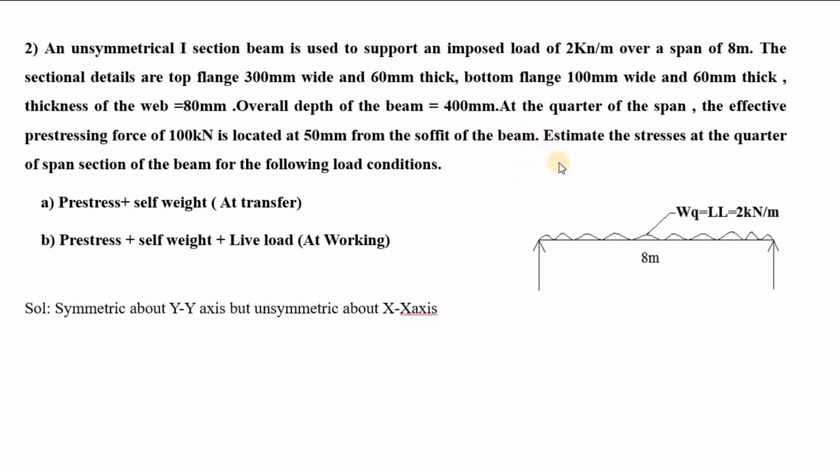soffit of the beam. Estimate the stresses at the quarter of span section of the beam for the following load conditions. Under that, the first case is pre-stress plus self-weight, that comes under transfer condition. The second one is pre-stress plus self-weight plus live load, which will give you working conditions.